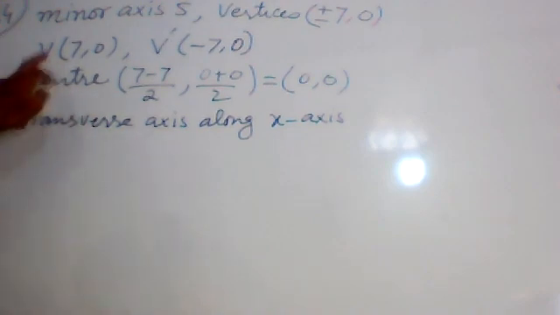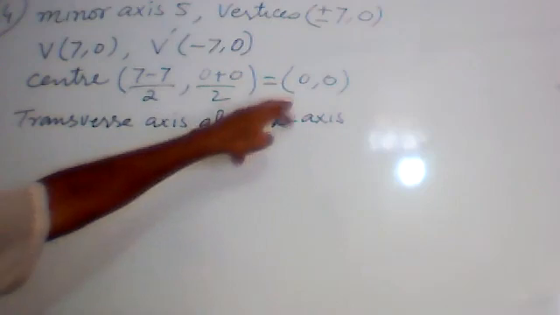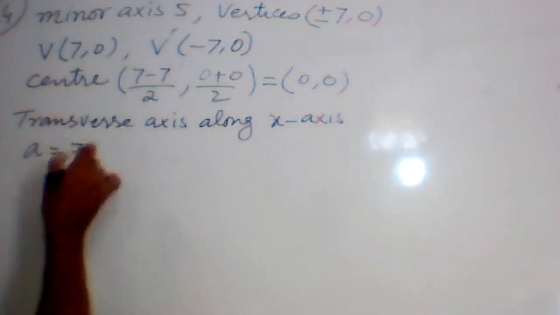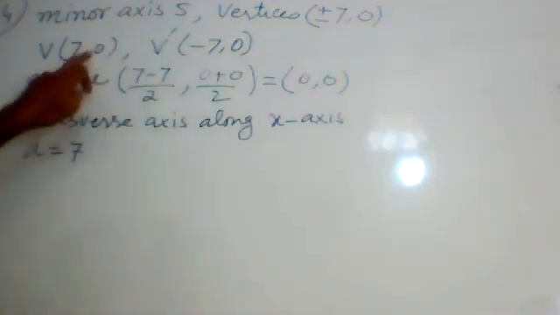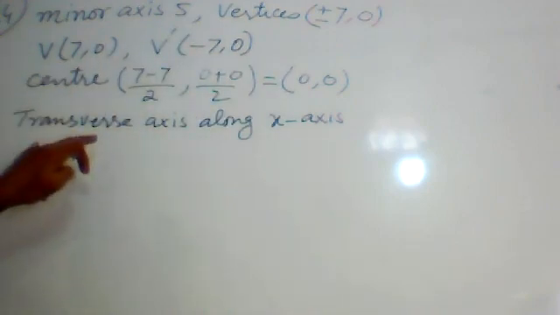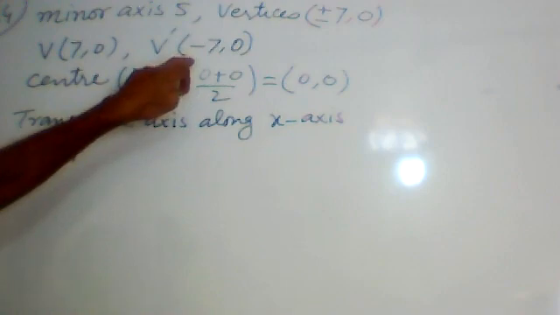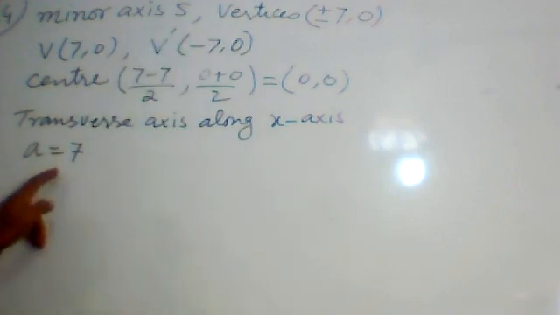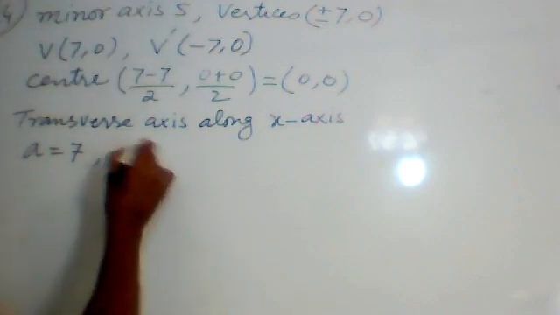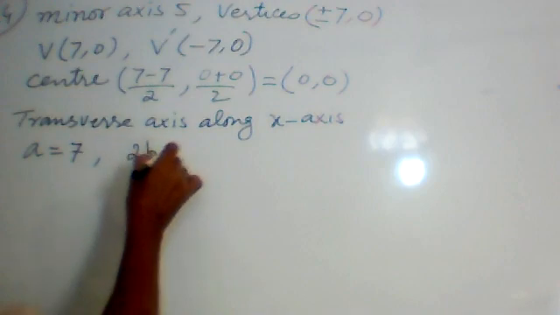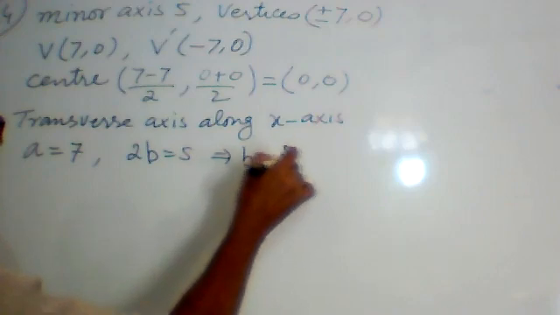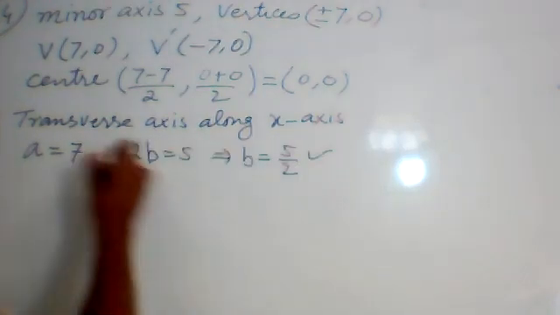Now, the vertex is given, so we will find a, the distance between the center and the vertex. So a will become 7. The y coordinate remains 0, the x coordinate goes from 0 to 7, so that is 7, or from 0 to minus 7, it will be minus 7. The minor axis is 5, and the minor axis is always 2b, so 2b is 5. So b will become 5 upon 2. This is the value of b, this is the value of a.